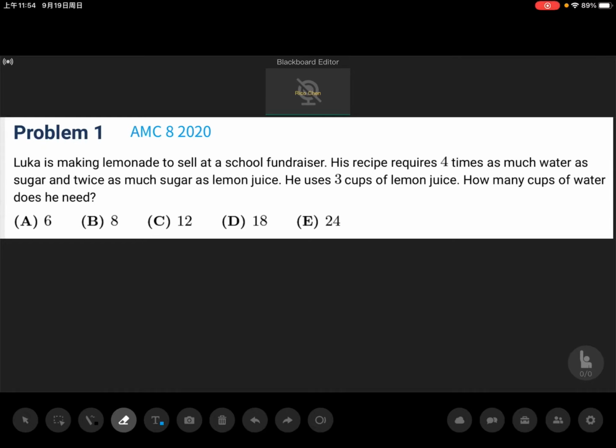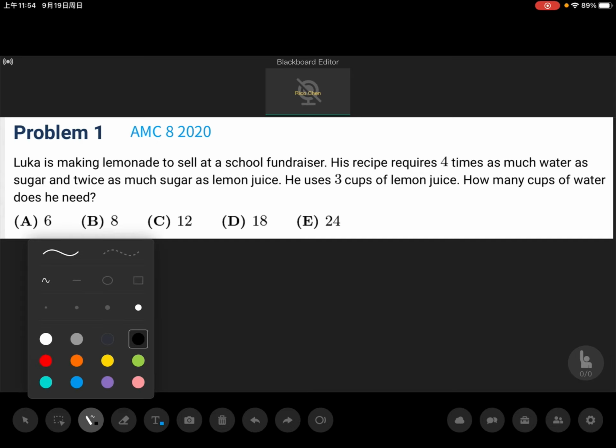Hi everyone. Today I will be going over and working out AMC 8 2020 problems 1 through 5. Later on I will make more sections like 6 through 10, 10 through 15, and then 15 through 20, and then 20 through 25. So let's start with problem 1.